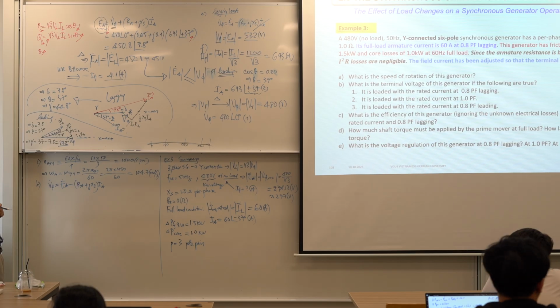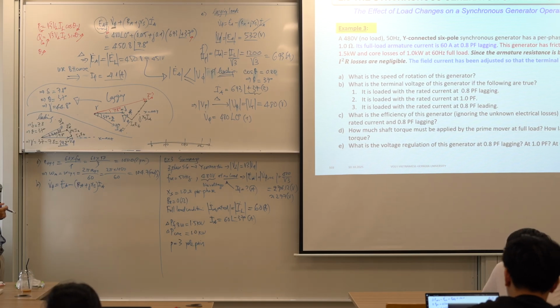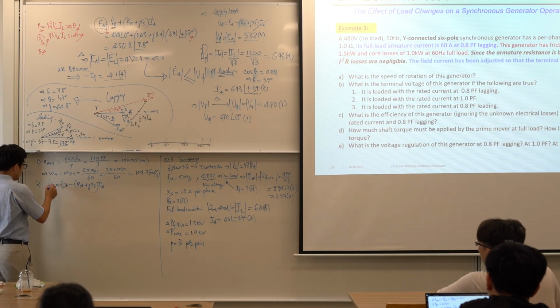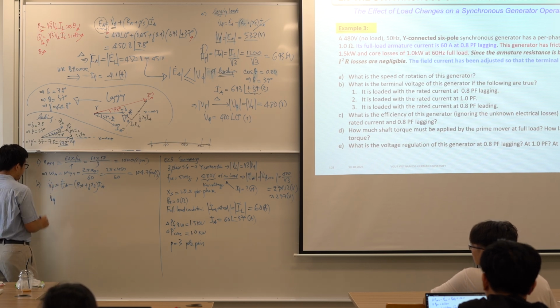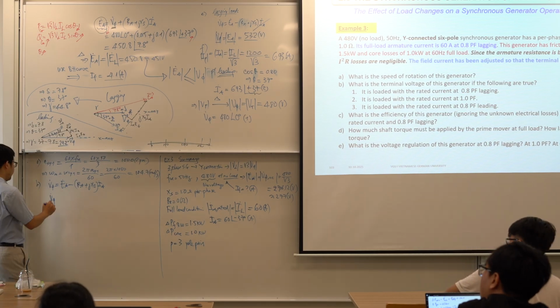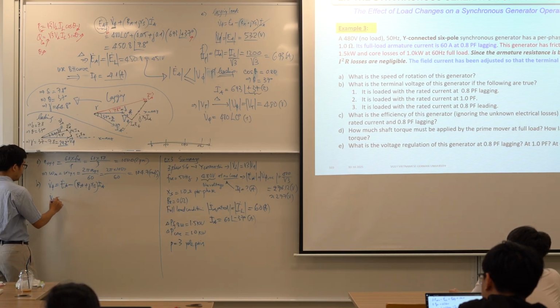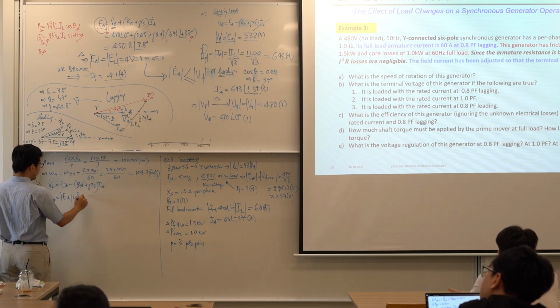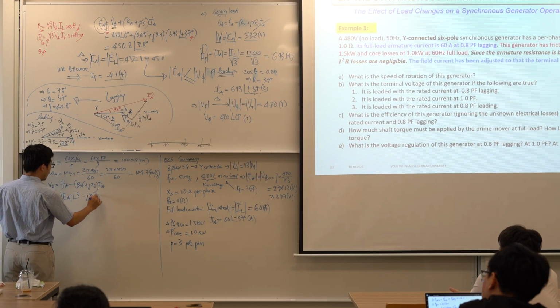Is that right? Yes. So here we have V phase, so we need to calculate V phase. V phase is EA with the phase angle. My I is 0, so it gives us minus JXS IA.